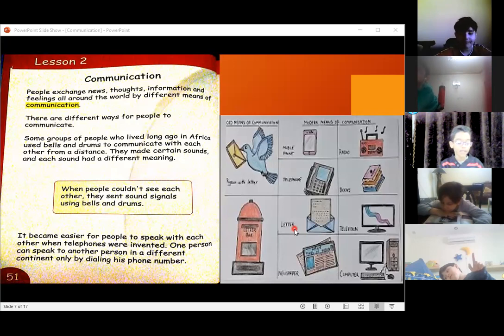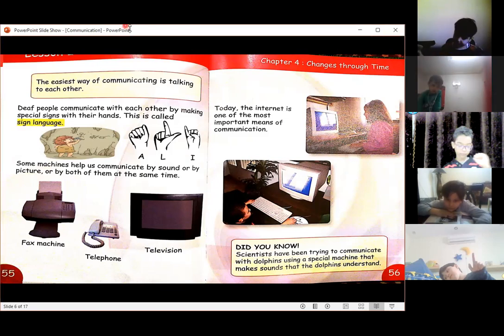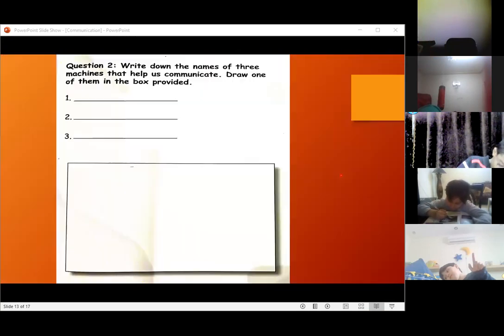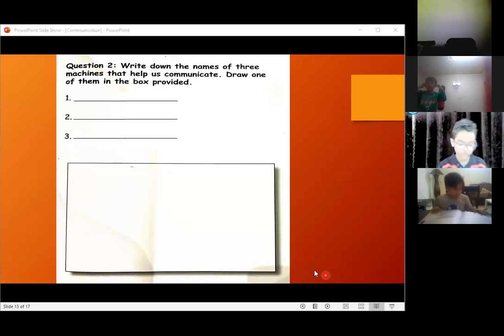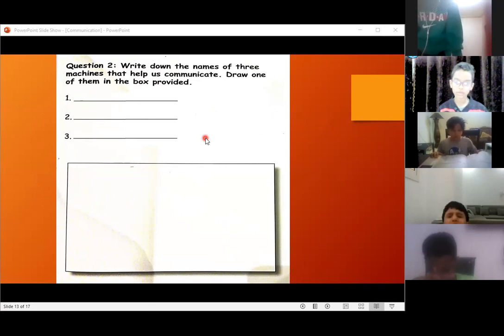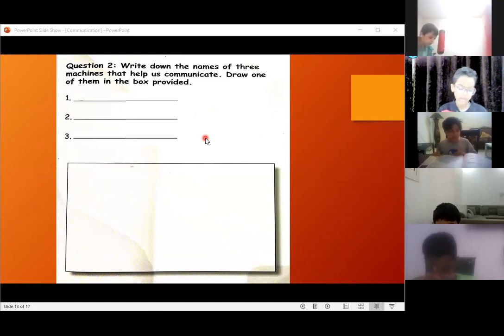Now let's move on to page 57. Page 57. Okay. Now, yes, let's start. I'm going to ask you through the question. Page 57. So now we have to write down the names of three machines that help us communicate. Laptop. Draw one of them in the box provided.